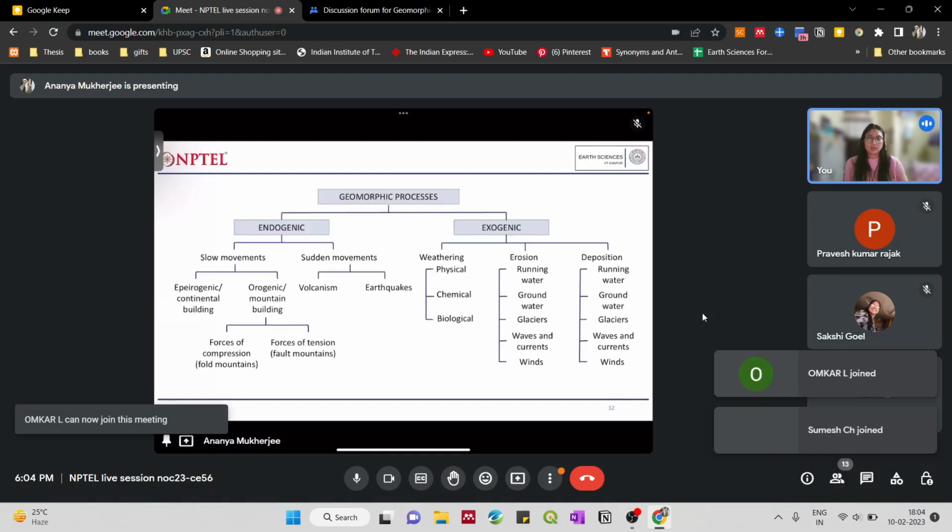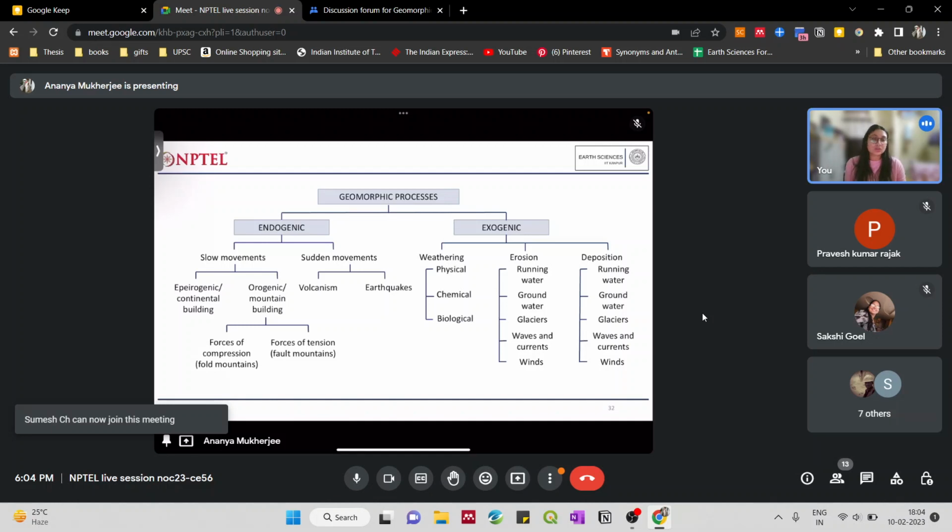So as we had discussed in the previous session, we were discussing an introduction to what geomorphology is, what the different sections are that we will be studying in geomorphology, what it means, and what the different processes and agents are that are shaping the landforms and landscapes that we see on the Earth's surface.